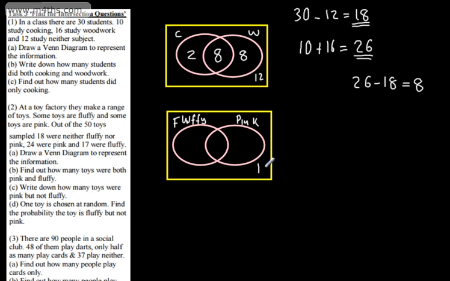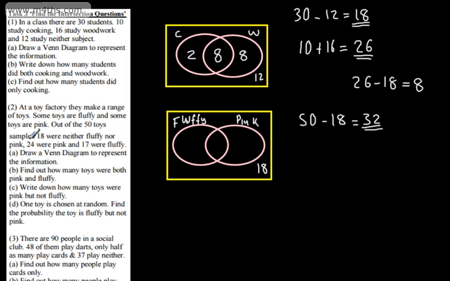18 goes on the outside, so I'm going to put that there. Okay, let's just consider then. What we've got is 50 minus the 18. 50 minus 18 is 32. So all we've got left now are 32 spaces for these 3 sections.